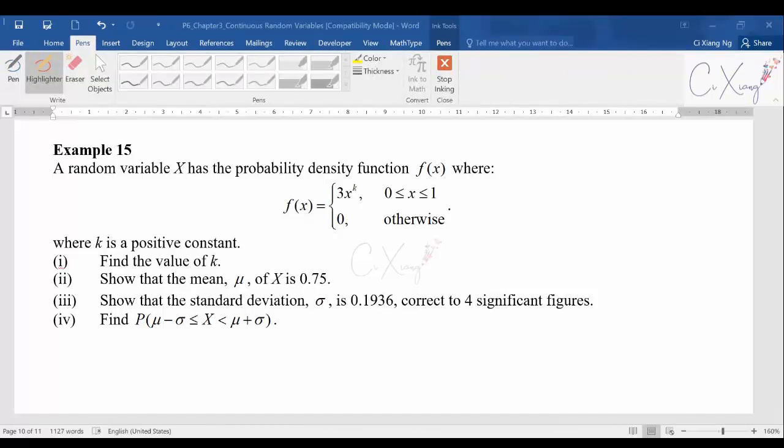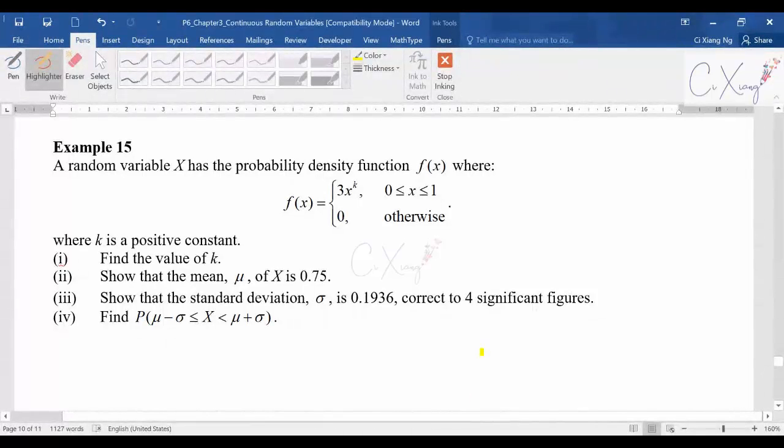Alright, so now we continue with our example 15 here. We are still under the part for calculating the mean and variance for continuous random variable, right? If you look at this function now, they give you the function f(x) and the domain given is from 0 until 1. First, find the value of k. Again, this one you can do it yourself. k should be equal to 2.